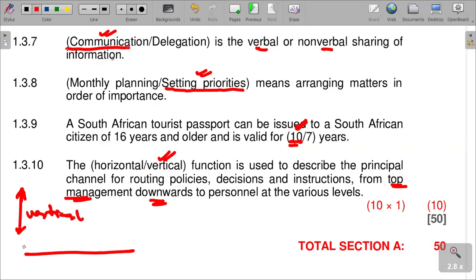And then horizontal means something which is on equal footing. In that case, it is horizontal, which means at the same level. So the vertical function is used to describe the principal channel of routing policies, decisions, and instructions from top management downwards to personnel at various levels. We can also have it taking place in terms of communication structure.